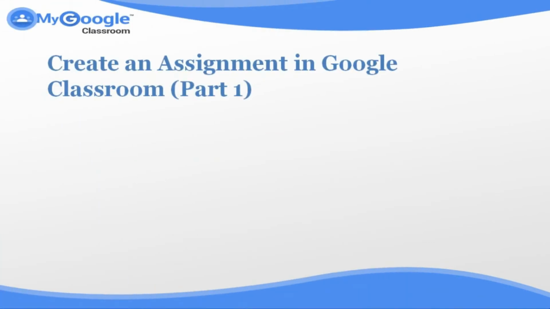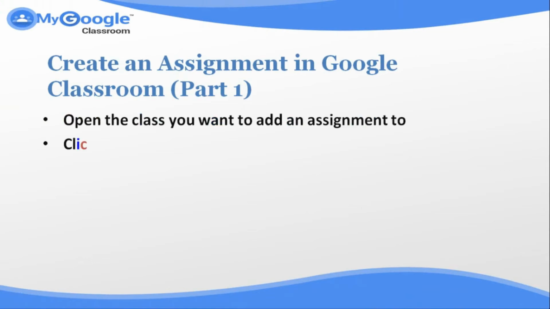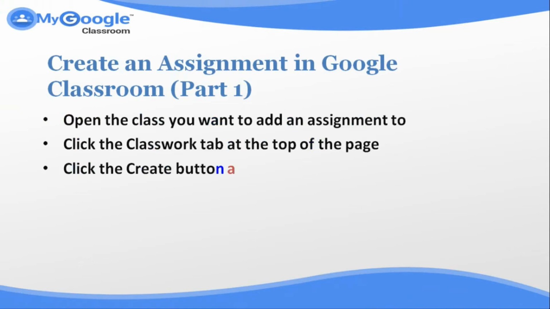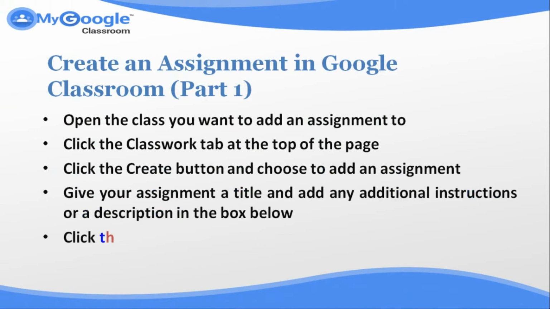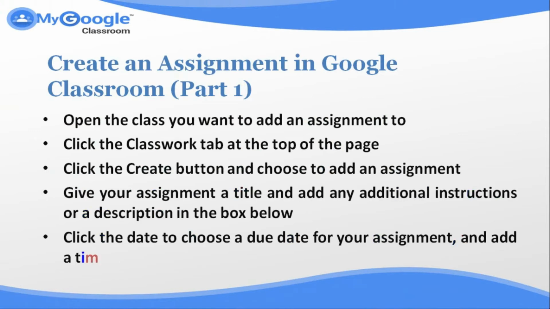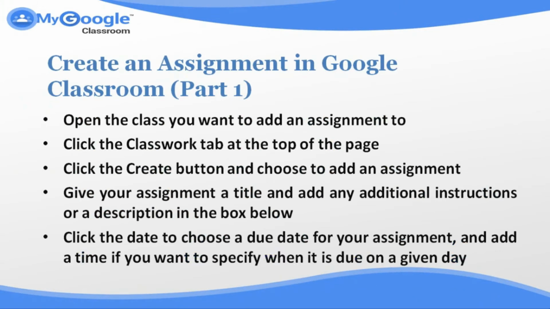Create an assignment in Google Classroom, Part 1. Open the class you want to add an assignment to. Click the Classroom tab at the top of the page. Click the Create button and choose to add an assignment. Give your assignment a title and add any additional instructions or descriptions in the box below.